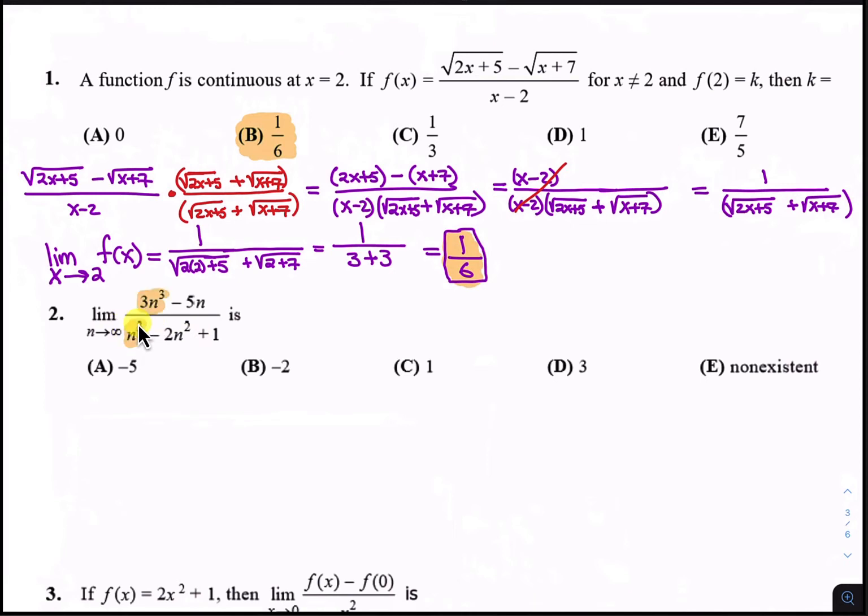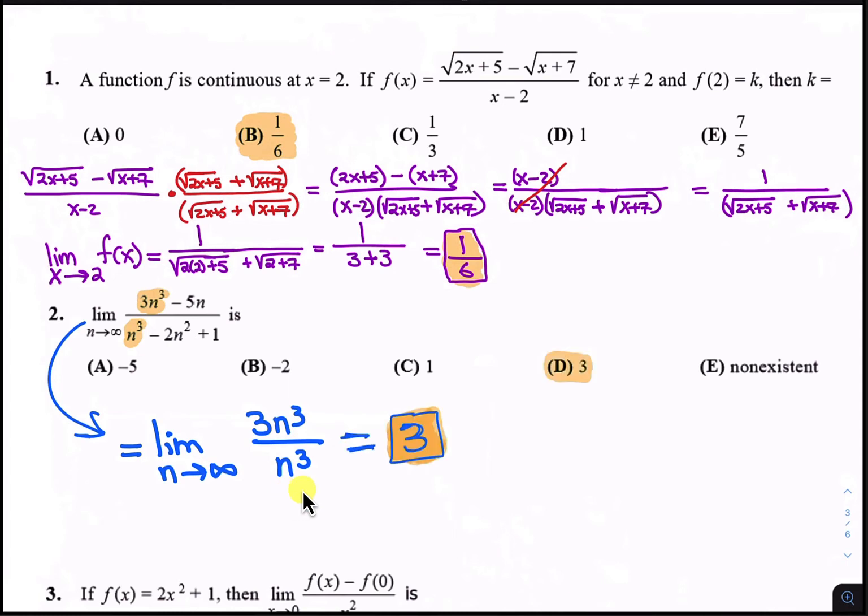Therefore, we're just focused on the 3n to the third divided by n to the third. So this reduces to limit as n approaches infinity of just 3n to the third over n to the third. Those n to the thirds can cancel out, so the limit is just going to be 3. And that's our answer.